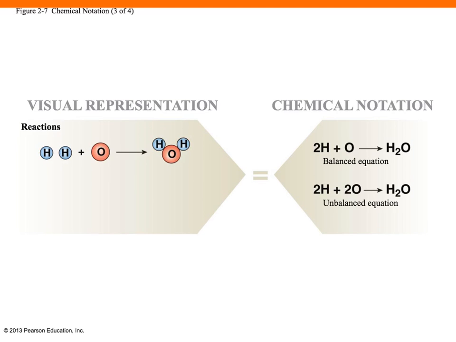This represents a balanced equation. 2H plus O makes H2O. The one underneath, 2H plus 2O equals H2O, is an unbalanced equation. It's very similar to algebra. Whatever you do to the right side of the equation, you must do to the left side of the equation.